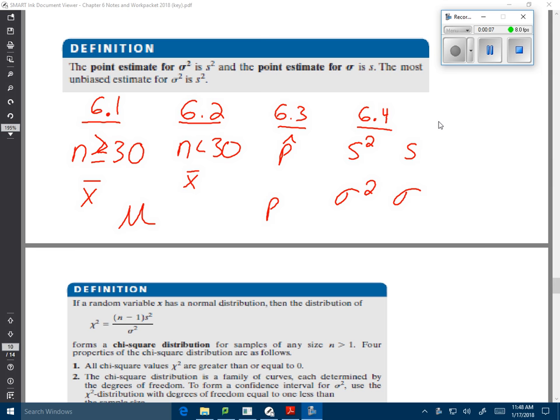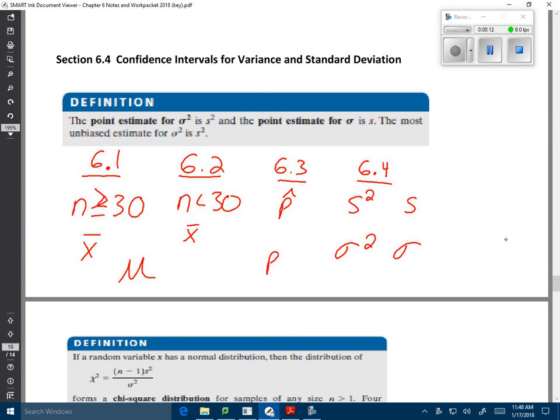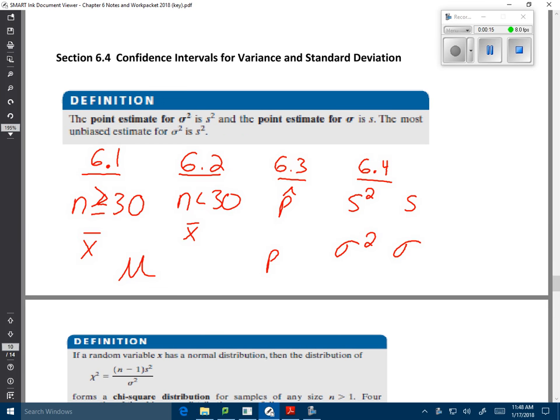Section in chapter 6, or unit 6, is 6.4, confidence intervals for variance and standard deviation.